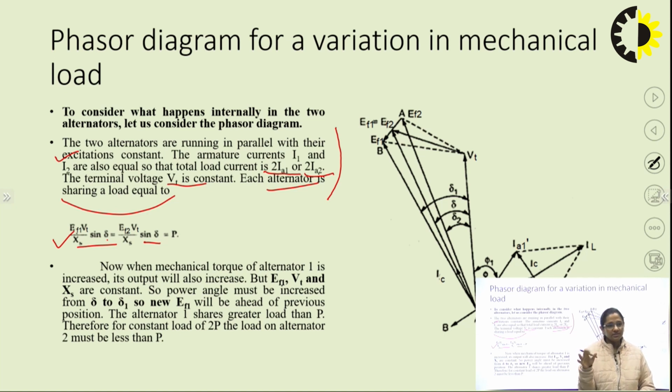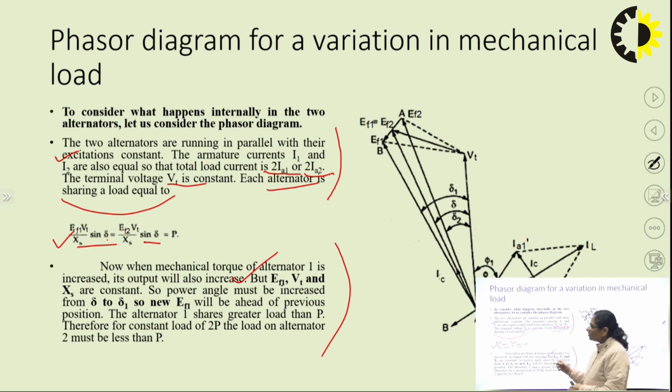Now, the two alternators are identical. Here we are assuming that the total current shared by the combination is twice IA1 or twice IA2. The current supplied by alternator 1 is equal to the current supplied by alternator 2, right? Now, when the mechanical torque of alternator 1 is increased, its output must increase because there is an increment in the mechanical input of alternator 1. So, there must be an increment in the electrical output of alternator 1.